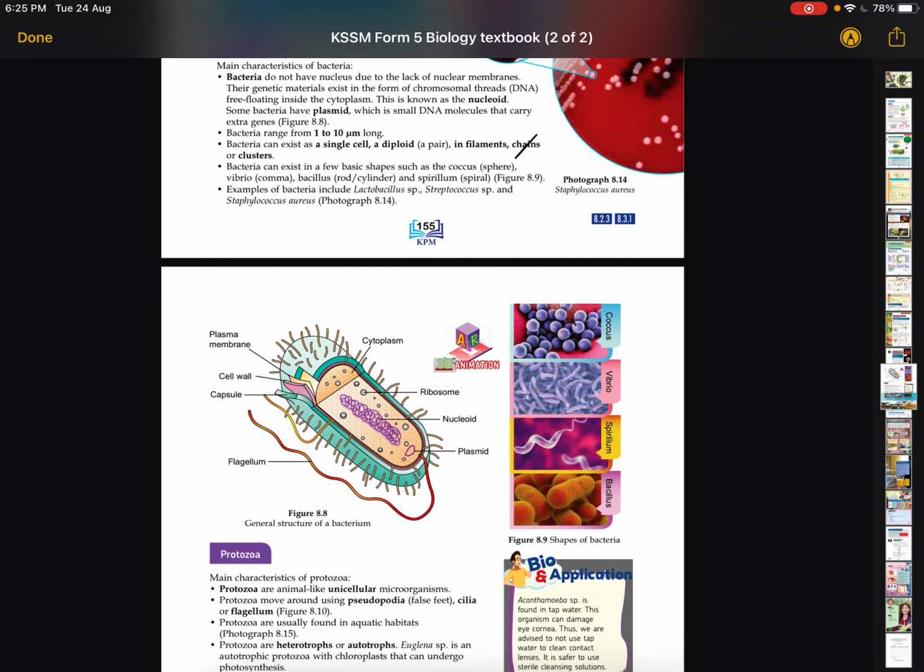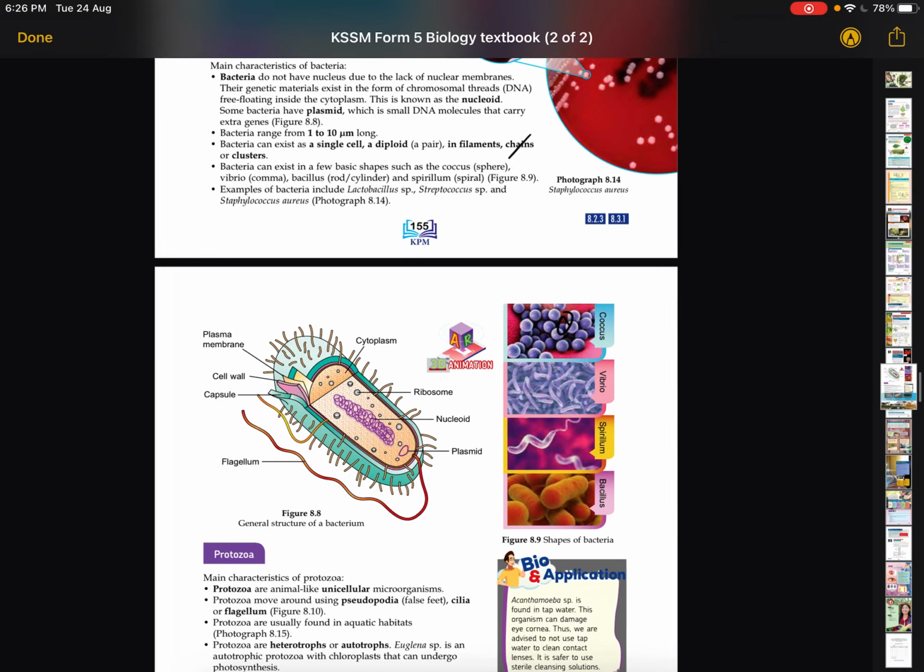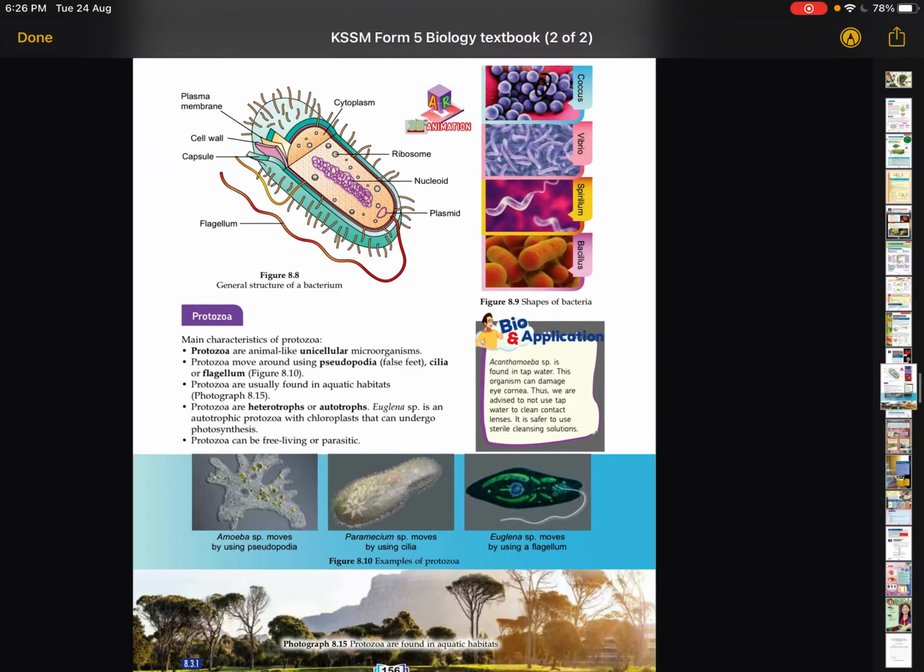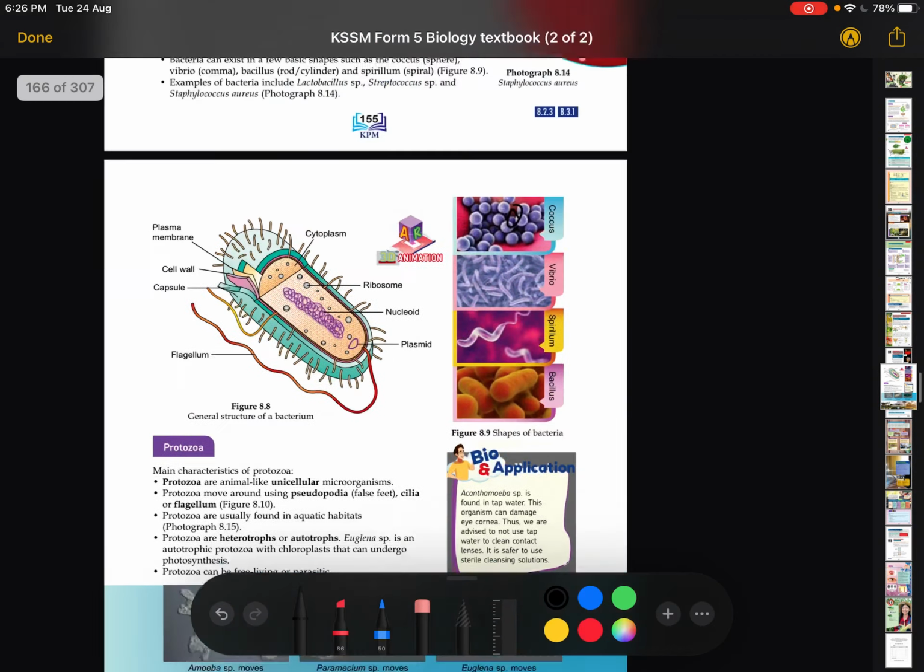And then they can exist in a few shapes, like coccus. So coccus is like balls. Vibrio, which has a comma shape. Bacillus, which is cylindrical or rods, and spirillum, which is just spiral.